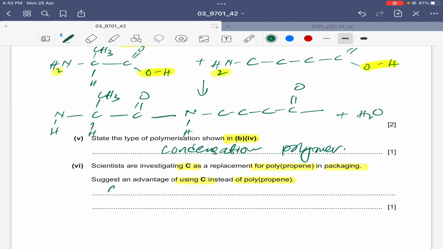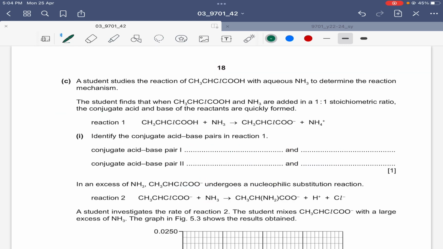So we can say that C is biodegradable. It can be easily hydrolyzed. By hydrolysis, it decomposes, right? All right, so the next part of the question is, a student studies the reaction of chloropropanoic acid with aqueous ammonia to determine the reaction mechanism.